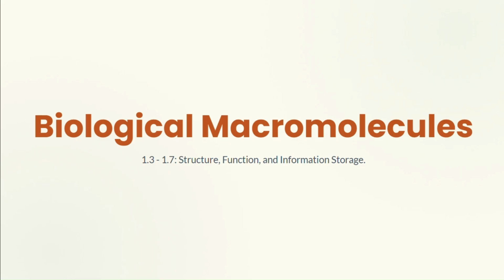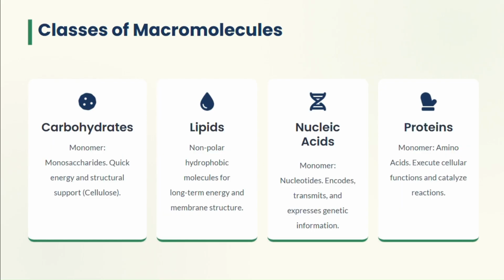Biological macromolecules, 1.3 to 1.7. Structure, function, and information storage. The classes of macromolecules include carbohydrates, lipids, nucleic acids, and proteins. The monomer of a carbohydrate is a monosaccharide, and the use of a carbohydrate is quick energy and structural support. Lipids do not have a direct monomer, but their closest monomer is nonpolar hydrophobic molecules, and their primary job is long-term energy and membrane structure.